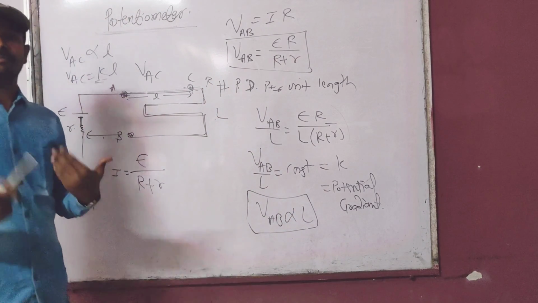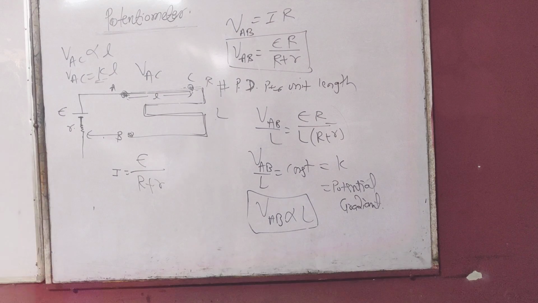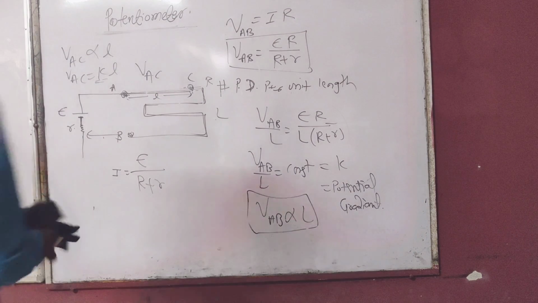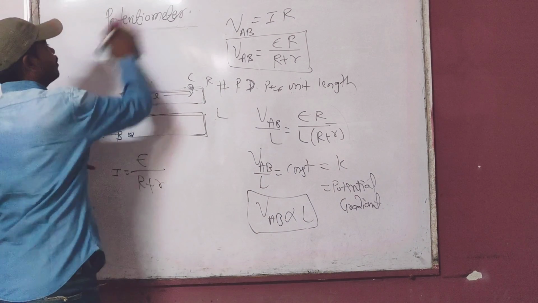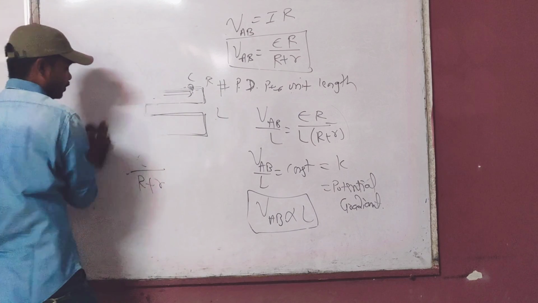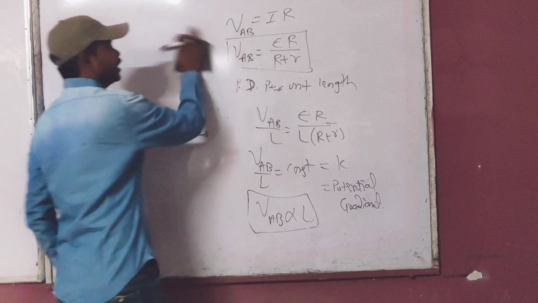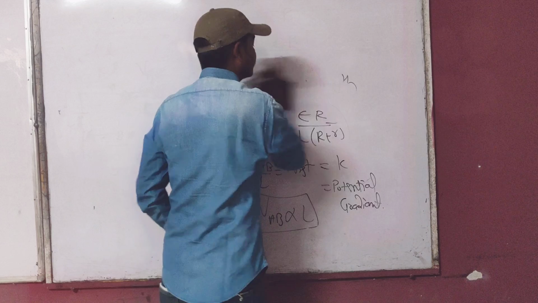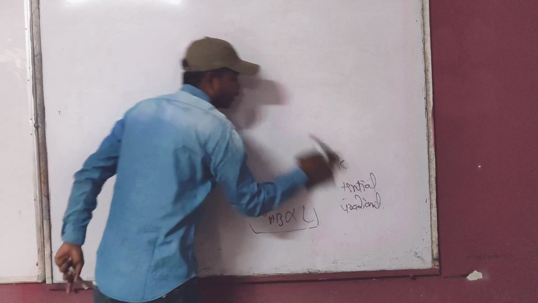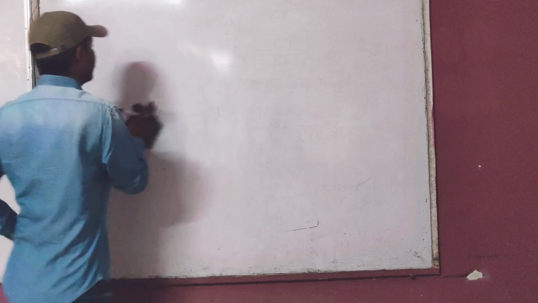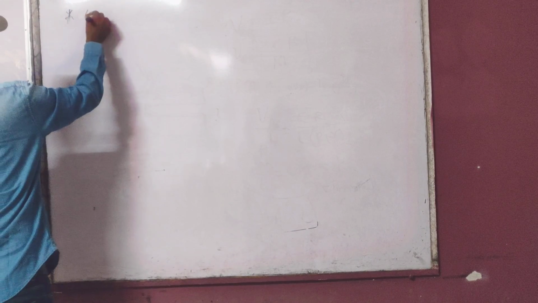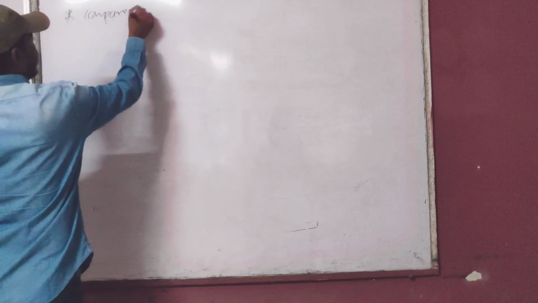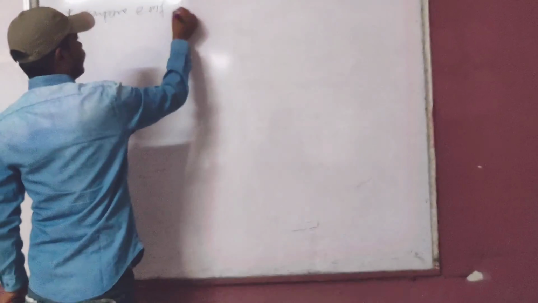And now we have to discuss the main point, that is, to compare the EMF of a cell by using the potentiometer. This derivation can be divided into three parts: construction, working, and diagram. This is very, very important. Compare the EMF of a cell.